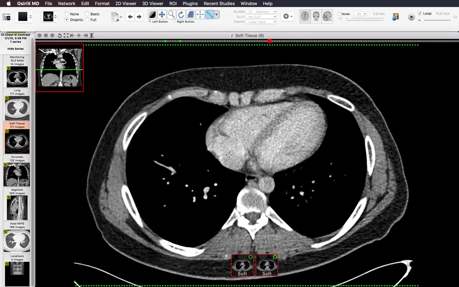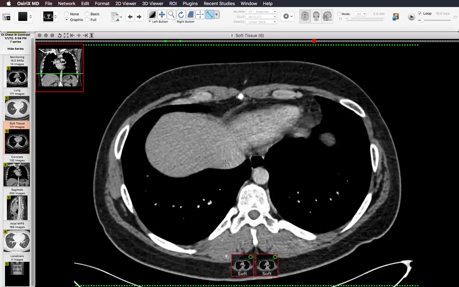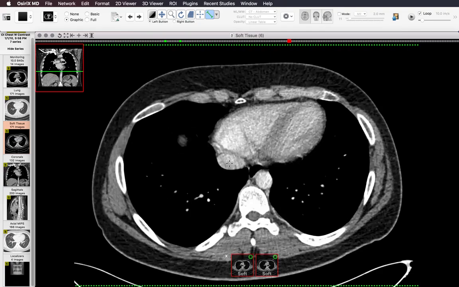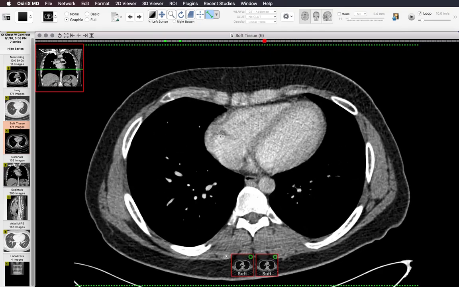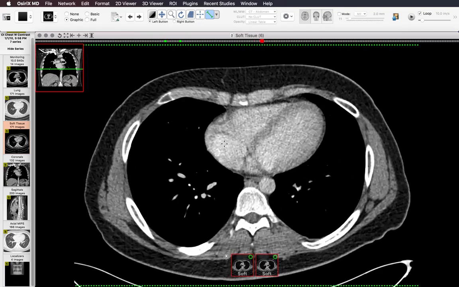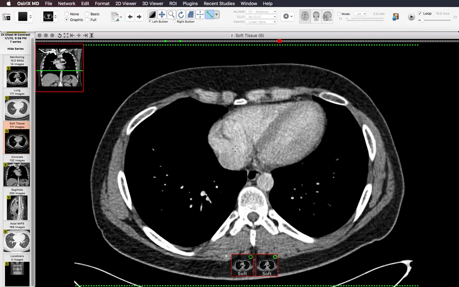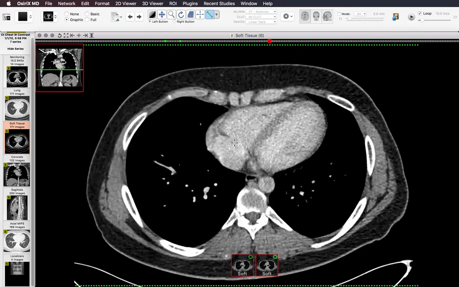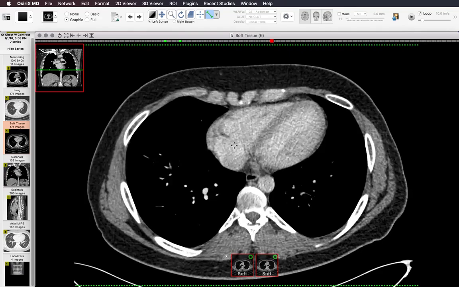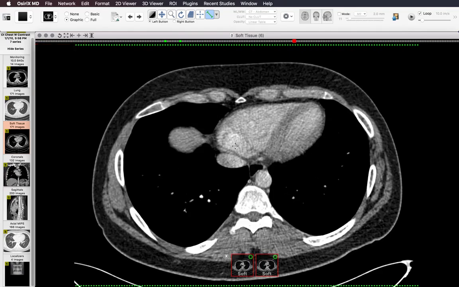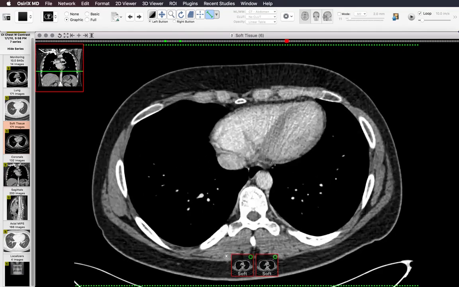And the same is true of the right atrium. You can have unopacified blood coming in from the IVC, mixing in with the opacified blood from the SVC, and that can cause mixing artifact in the right atrium. And it's important not to confuse mixing artifact with a filling defect.